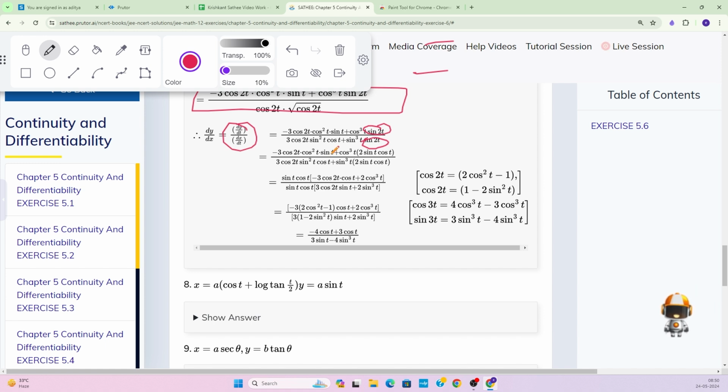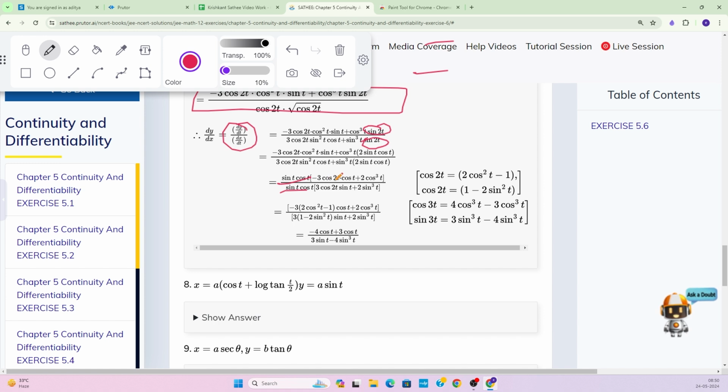That's it. Okay, clear? Now, if you try to see that we have taken sine t cos t common from the numerator as well as from the denominator, you can easily cancel this sine t cos t. Okay, now what terms are remaining? As you can see, if you try to see it closely, the terms are remaining.